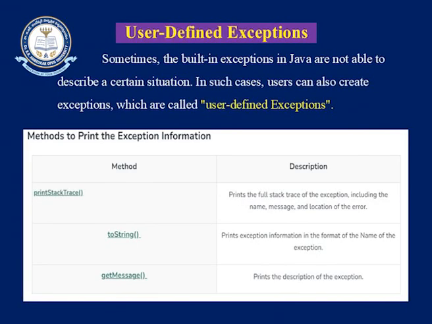Next one is getMessage. Using the getMessage method you can provide the description of the exception. So using these three methods you can handle the user defined exceptions.